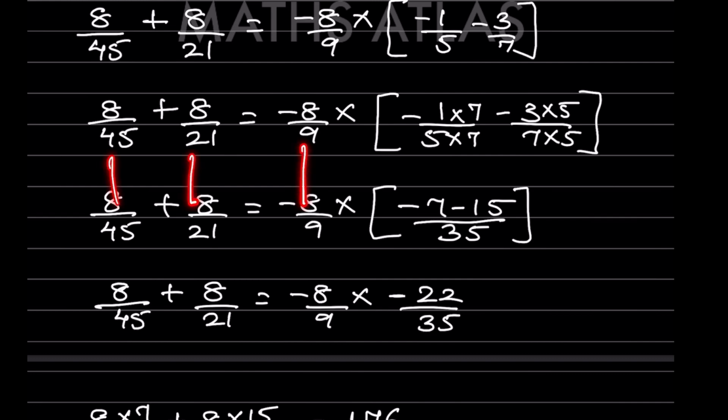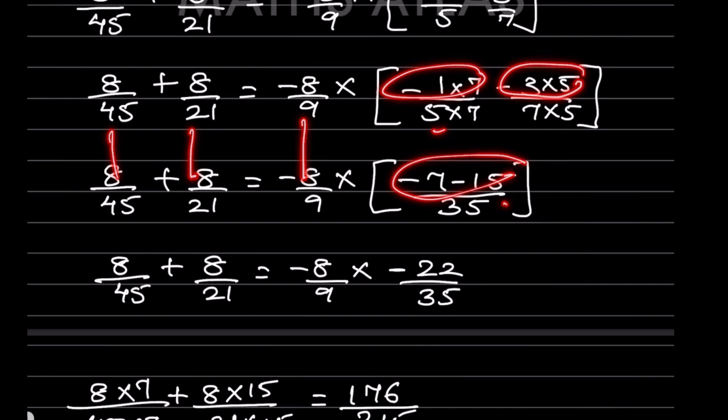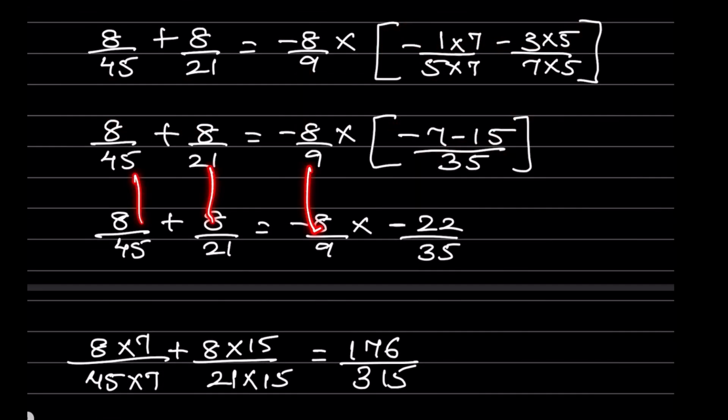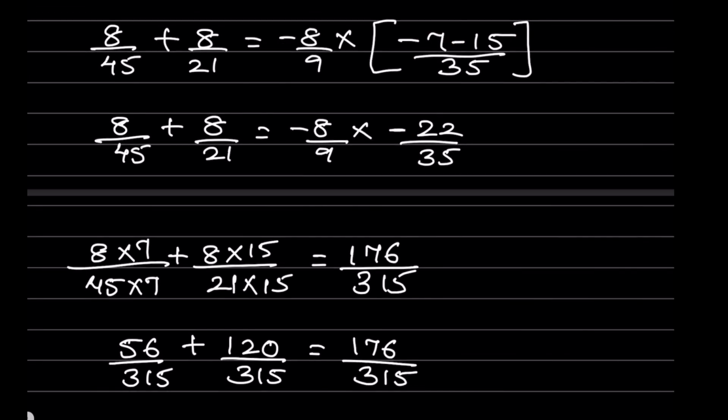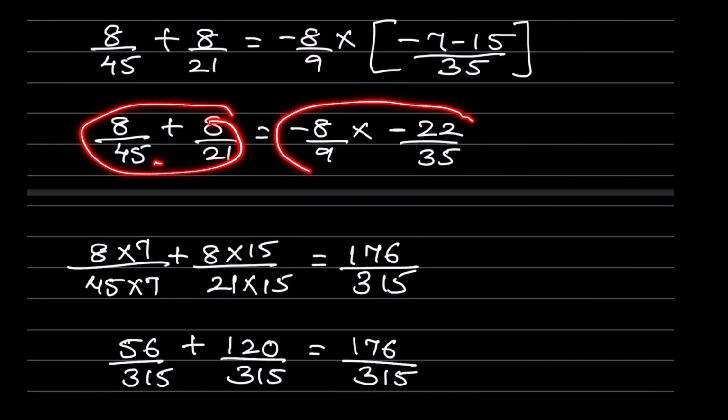So now what we can see is minus 7 minus 15 by 35. Now let us write the same. Minus 7 minus 15 means we have to add these numbers. In multiplication it becomes positive, but now these numbers should be added and the minus sign remains as it is.